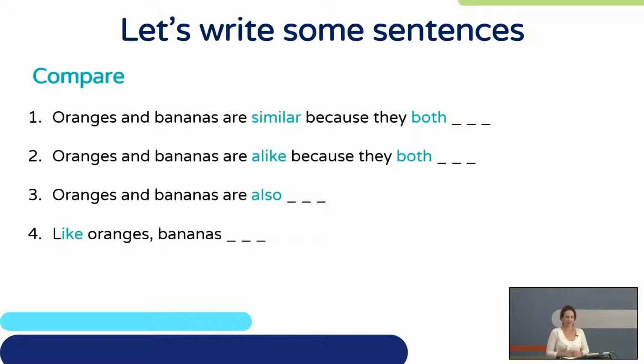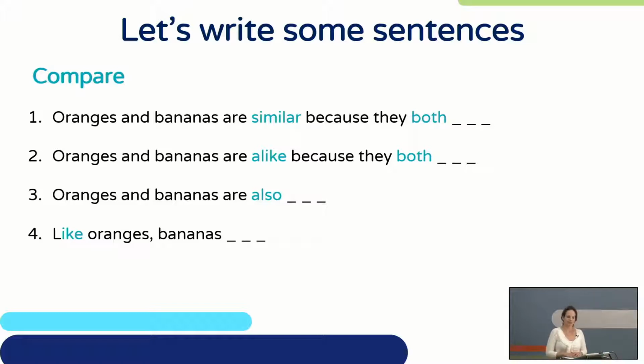Number 3, oranges and bananas are also. Okay, write down a possible answer for what you think could be the completion to the sentence. And the last sentence that I have written here is, like oranges, bananas. Okay, take your time, write your answers.